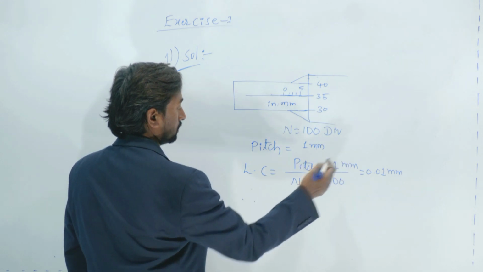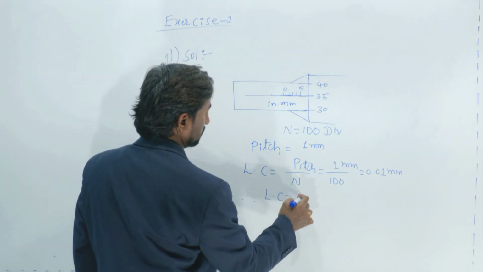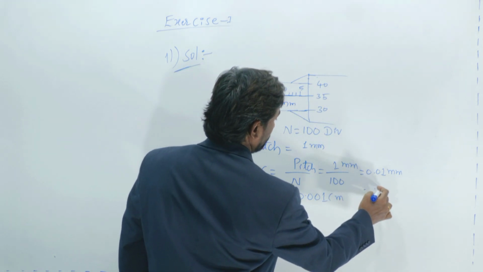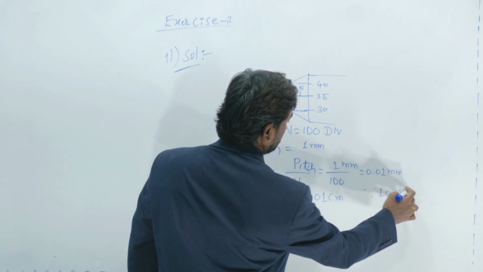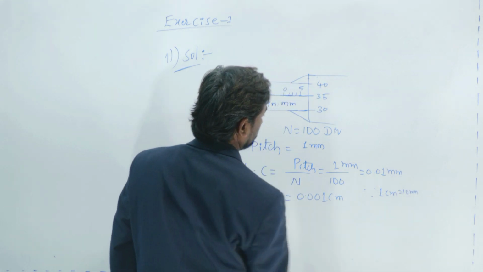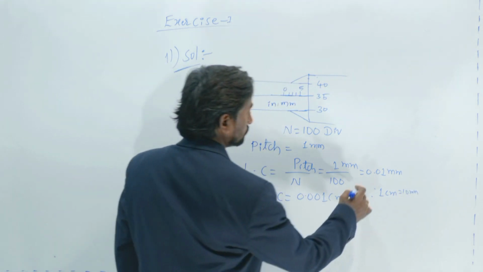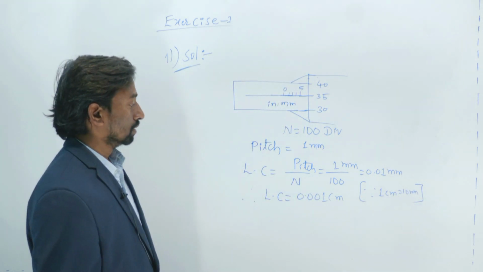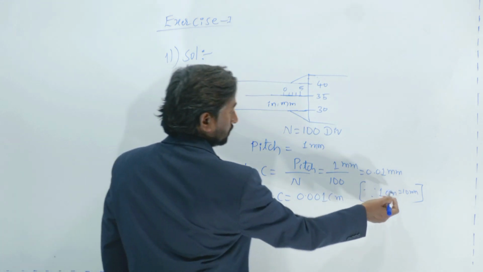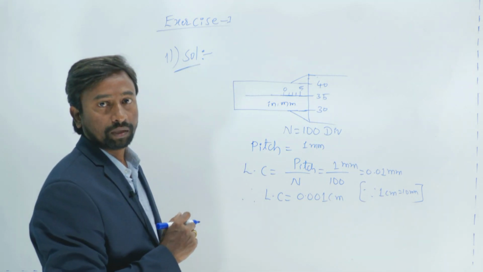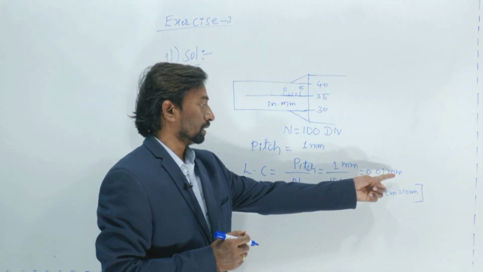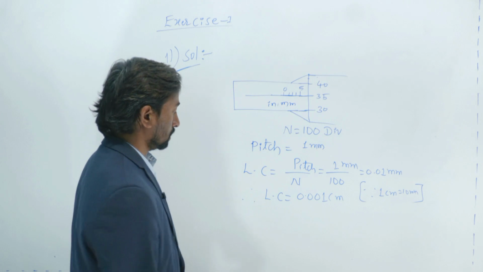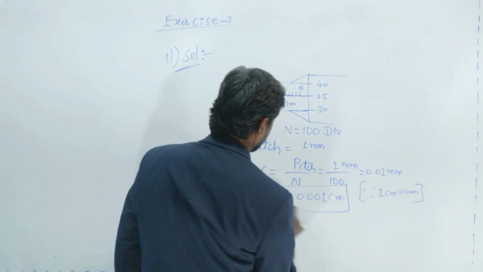So therefore the least count in centimeters will become 0.001 centimeter, since 1 centimeter is equal to 10 millimeters. So 1 millimeter is equal to 1 by 10 centimeters. If we convert into centimeters, we'll get 0.001 centimeter. This is the least count.